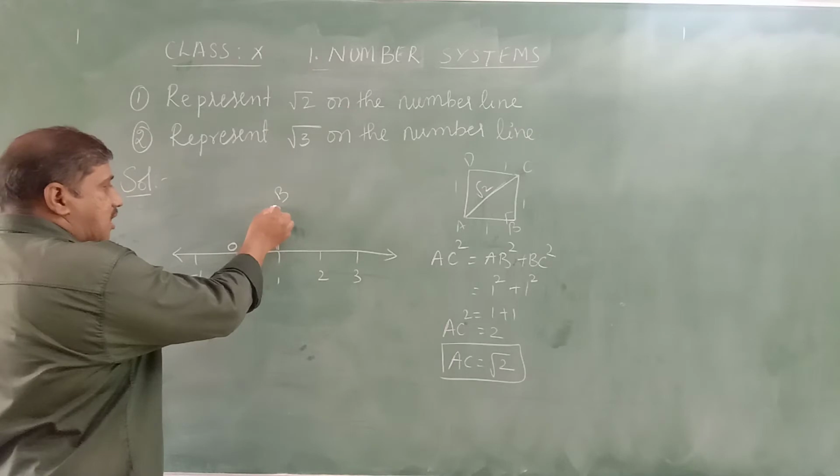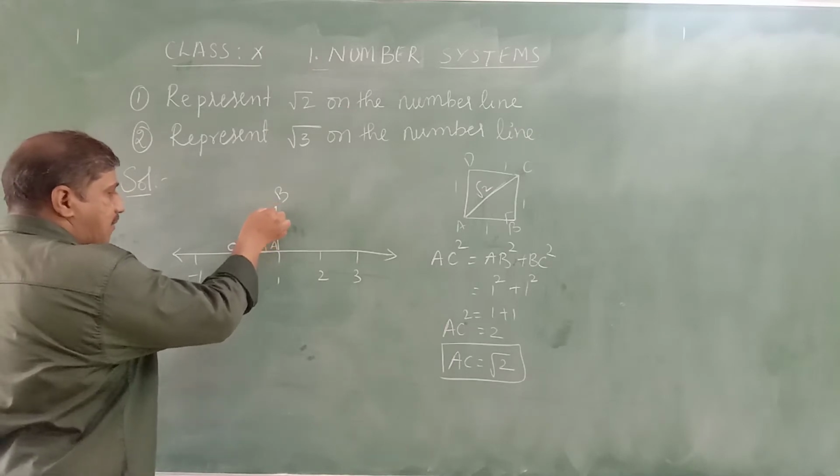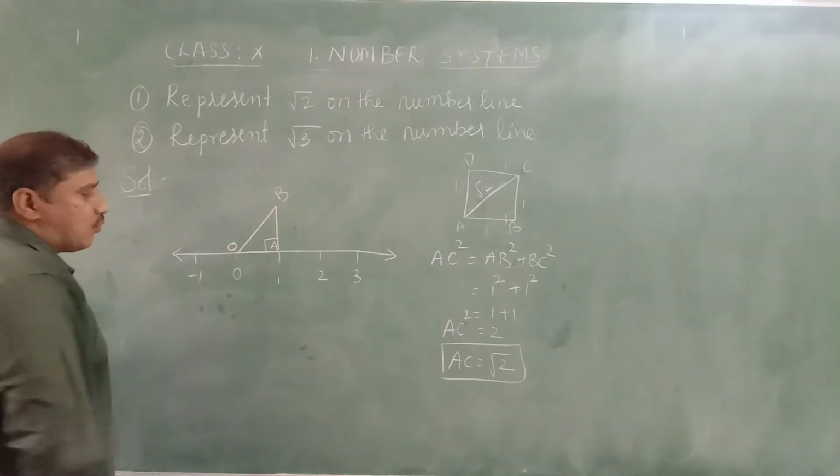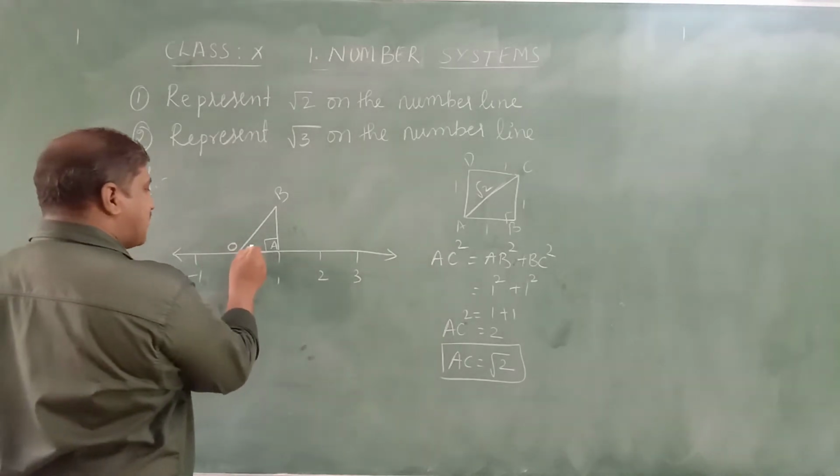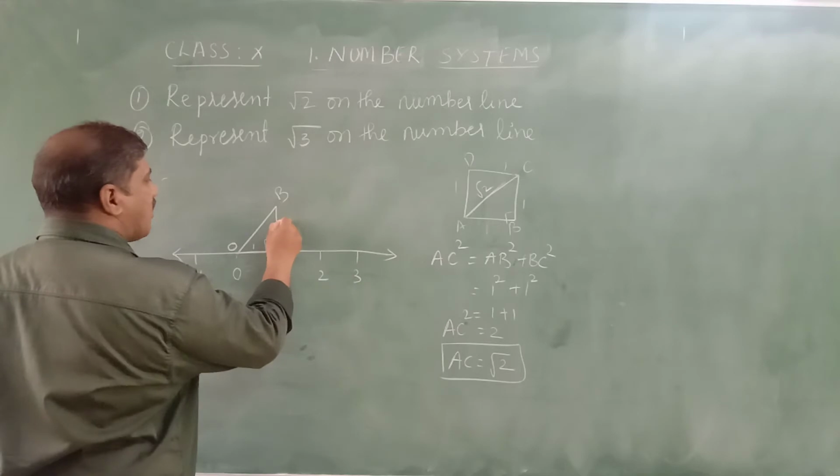Then the third step is to join OB. Join the length OB. Now how much is this length? This is 1 unit. This is also 1 unit.